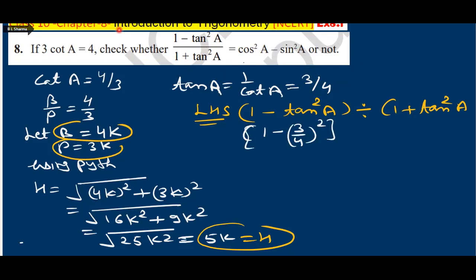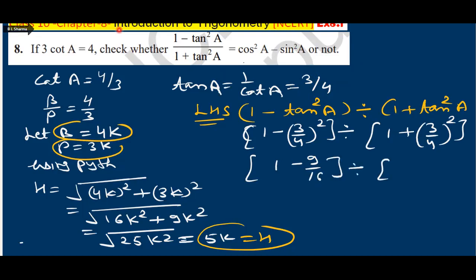whole square divided by 1 plus 3/4 whole square. On further simplification, that is 9/16 divided by 1 plus 9/16. That is 16 minus 9. Can you simplify it further? So that will be 16 minus 9, that is 7/16, divided by 25/16.